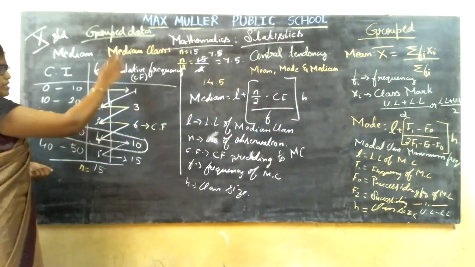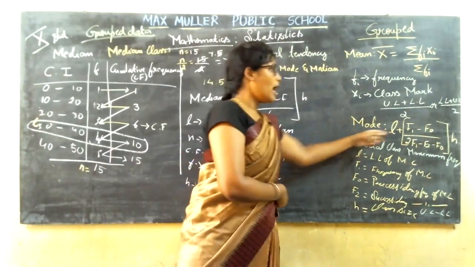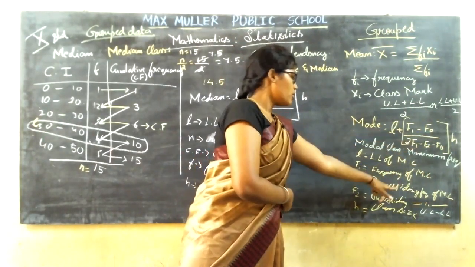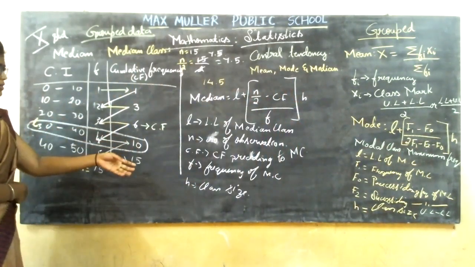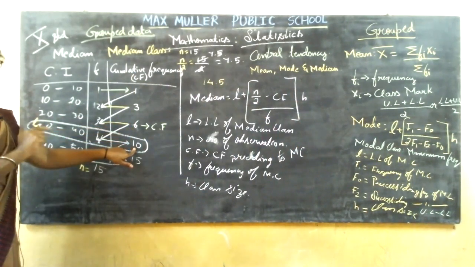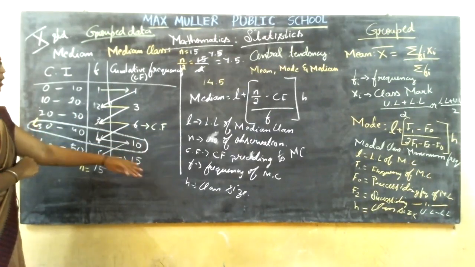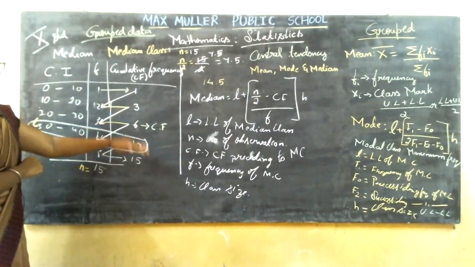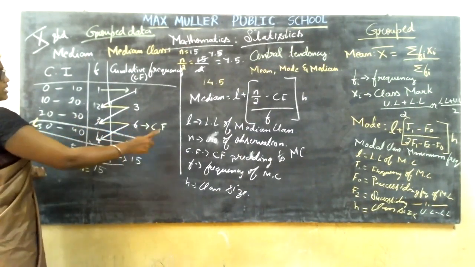Now we are going to come to this tabular column. As in the mode you have taken f0, which is the preceding number of your modal class, in a similar way here also CF is the preceding number of your median class. Whatever the median class number you have got in the cumulative frequency column, the number above it is the cumulative frequency. So 6 is the cumulative frequency.